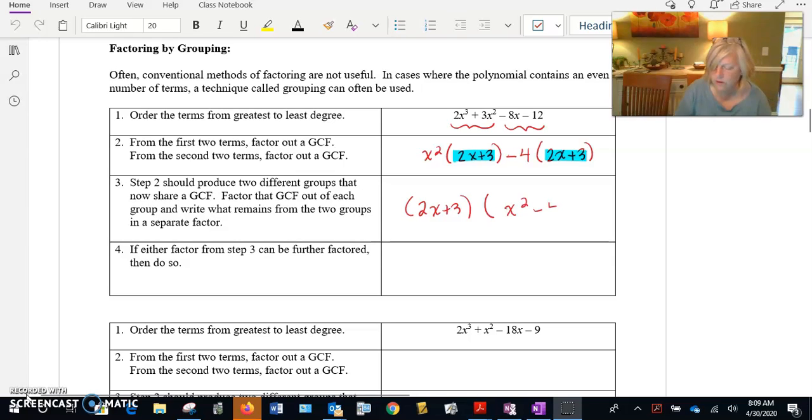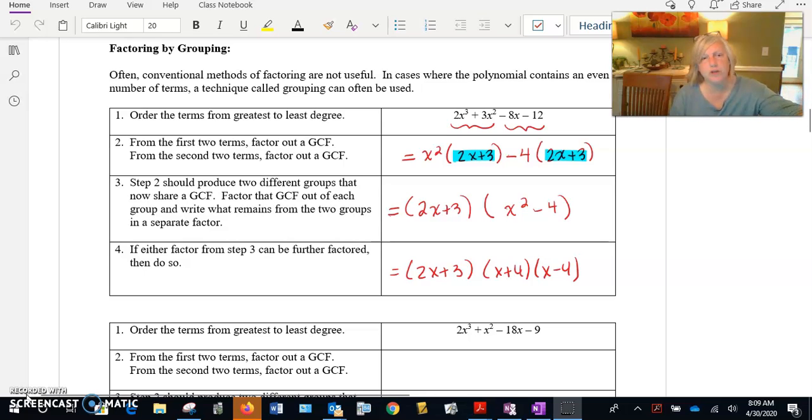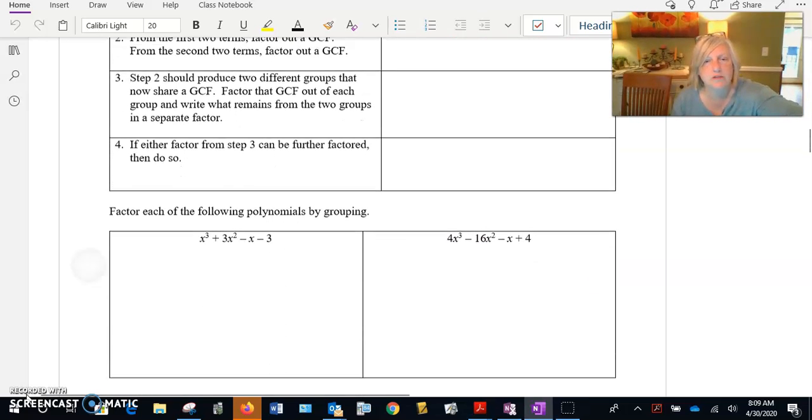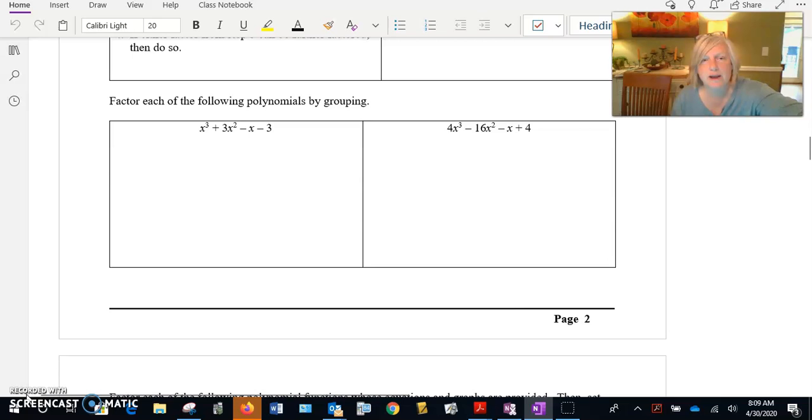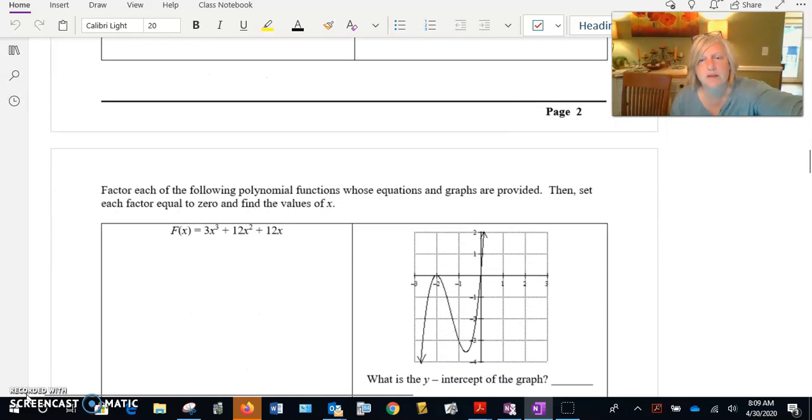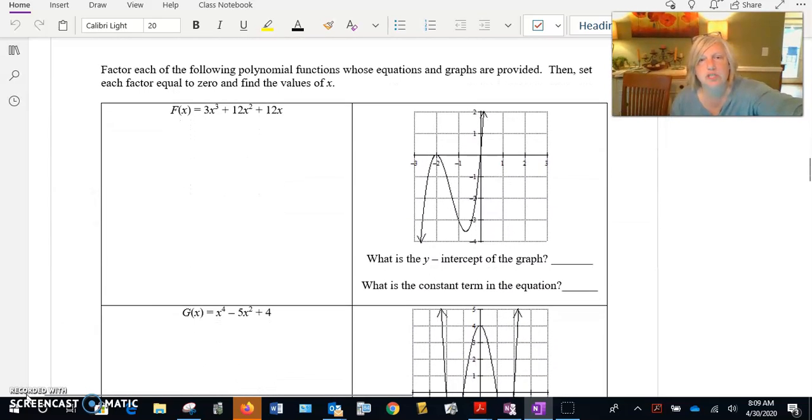squared minus 4. And then from there, and I like to put equals here and here, check to see if there's anything else that factors at that point. I have that x squared minus 4, so 2x plus 3, x plus 4, x minus 4, and we're done with that one. All right, I'm going to leave the next one for you, and there are several down here that you can see for extra practice. I'll put a key up to this so that you can double check.